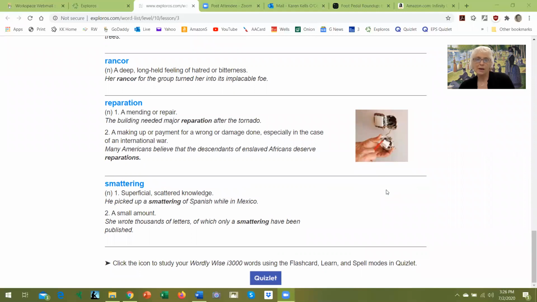Last word is smattering, a noun, superficial, scattered knowledge. He picked up a smattering of Spanish while in Mexico, a little bit of it, just kind of surface stuff. Or a small amount. There, a small amount. She wrote thousands of letters, of which only a smattering, a small amount, have been published.